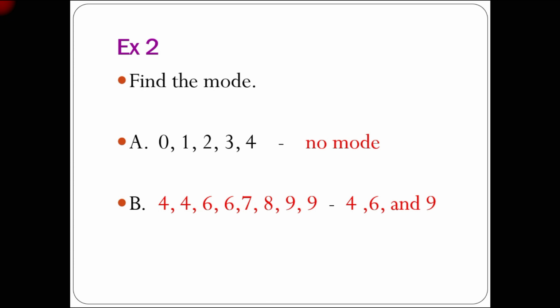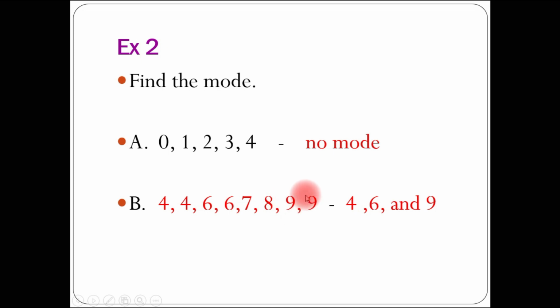And letter B, we have 4, 4, 6, 6, 7, 8, 9, and 9. Ayan, kagaya ng sinabi ko, mas maganda kung i-arrange natin siya in order. Makikita agad natin na dalawa si 4, dalawa si 6, and dalawa din si 9. So, we have 4, 6, and 9. And tandaan ninyo ha, kung ano yung pinaka naulit, yung pinakamarami, yun na yung magiging mode natin. Kunwari, naging 3 yung 4 natin dito. So, halimbawa lang naman, we have 3 na 4, 2 na 6, 2 na 9.